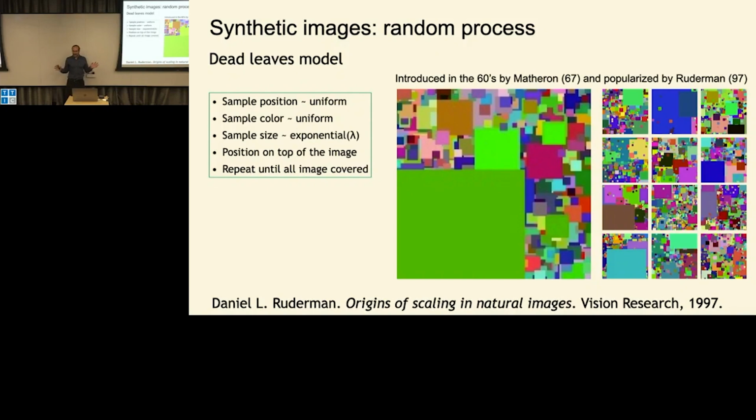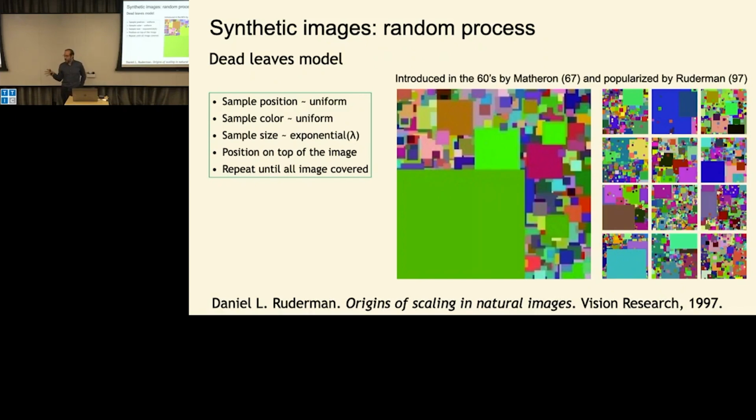Okay, so now is when we go back into the history of computer vision and we start thinking about what processes are out there that simulate images that have interesting properties but that are very simple processes. So one of them is called the dead leaves model, which some of you might know. This was very popular in the 60s.